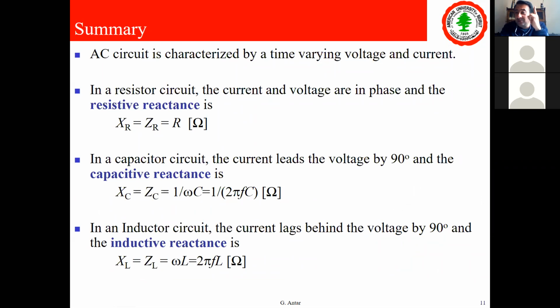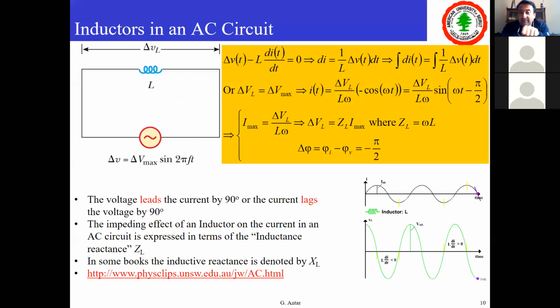XC and ZC, the unit is in ohm. So 1 over omega C, C is in farad, omega is radian per second, but the ZC is in ohm. Why? Because if you look at this equation here, that's Ohm's law. So delta V is equal to RI. Whatever you multiply the current by will have the unit of an ohm. Okay. So this is the case here.